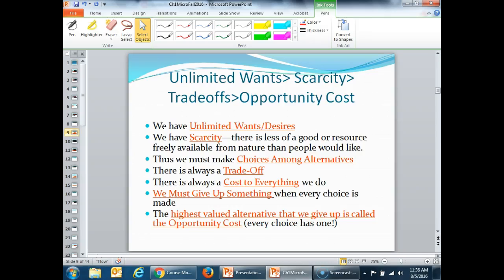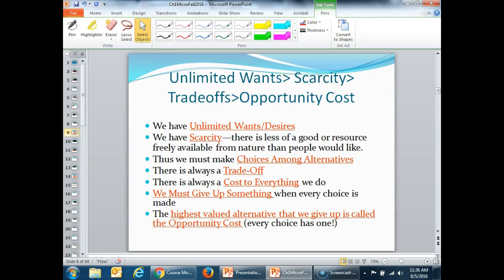So what we're trading off, that's the cost, because there's a cost to everything. Every single time I take a longer vacation, I can't have more money in my retirement. Does that make sense? We're always trading off one thing for another. So we'll be talking about what we call opportunity cost, which is the highest valued alternative that we give up.